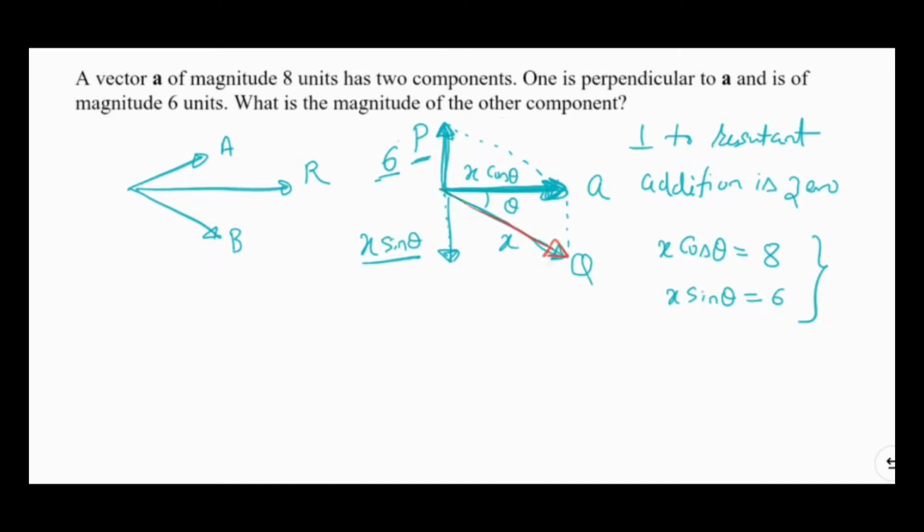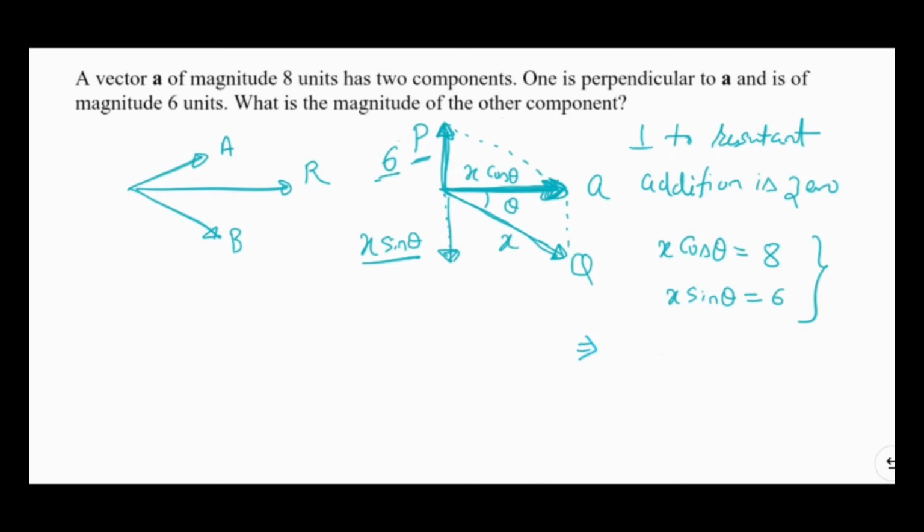The components of Q and P in the perpendicular direction should add to 0. P is already in the perpendicular direction and Q's component in the perpendicular direction is x sin theta. This should be equal to P's magnitude to make the resultant in this direction 0, so x sin theta equals 6. The resultant of P and Q will be in this direction, and in this direction P has no component and Q has a component of x cos theta. So x cos theta equals 8. By solving these two equations, we can get the magnitude of the other component, which I have assumed to be x.